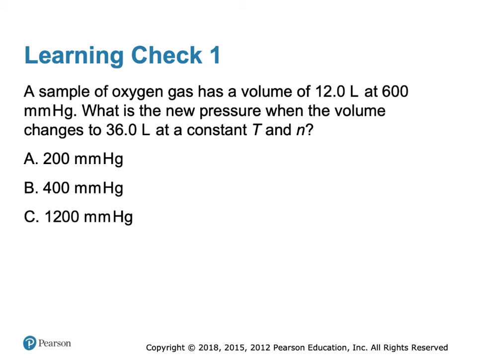Here's our learning check. A sample of oxygen gas has a volume of 12 liters at 600 millimeters of mercury. What is the new pressure when the volume changes to 36 liters at a constant temperature and amount? Before you set up the calculation, realize that we are increasing the volume, so that means that we have to decrease the pressure. The pressure needs to be less than 600 millimeters of mercury. So right off the bat, we can get rid of choice C.